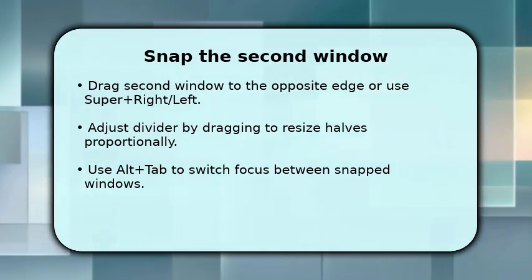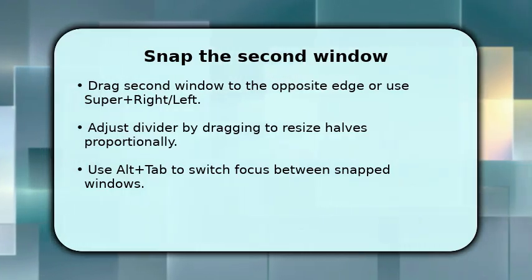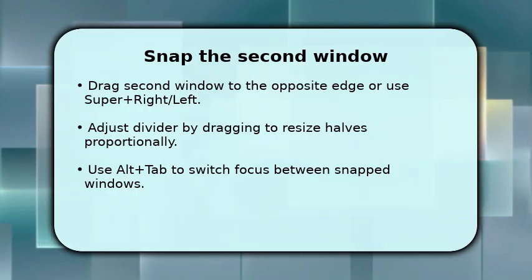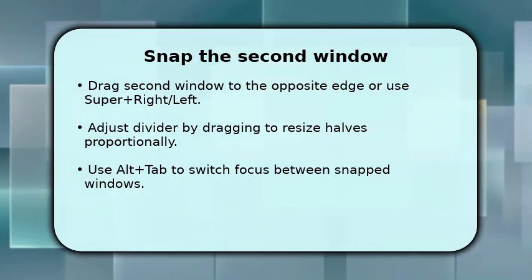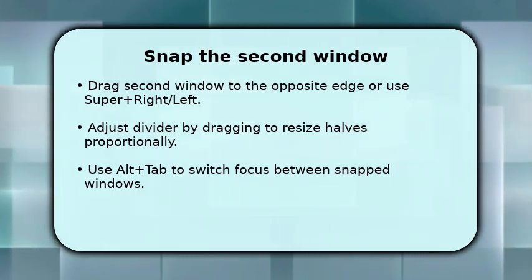You can click and drag that divider to change the width ratio. Do that when you need more space for one app. Also, use Alt plus Tab to move focus quickly. This keeps your workflow smooth while both windows remain tiled side by side without overlapping.